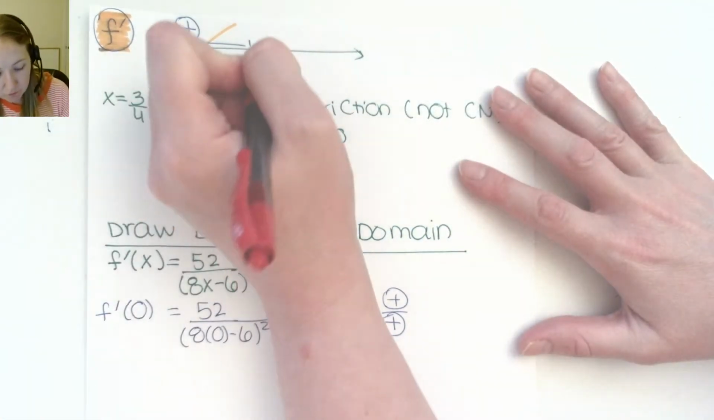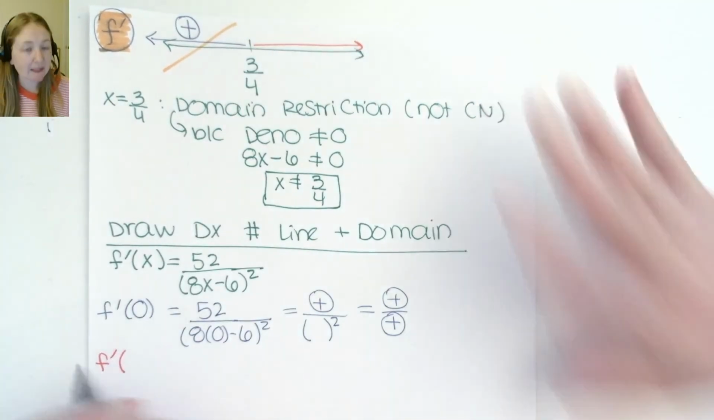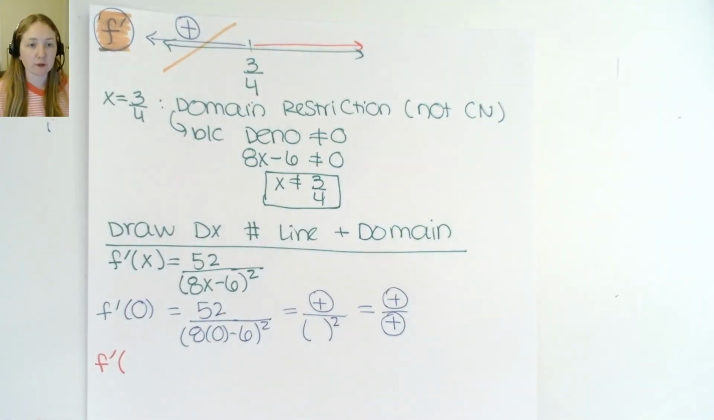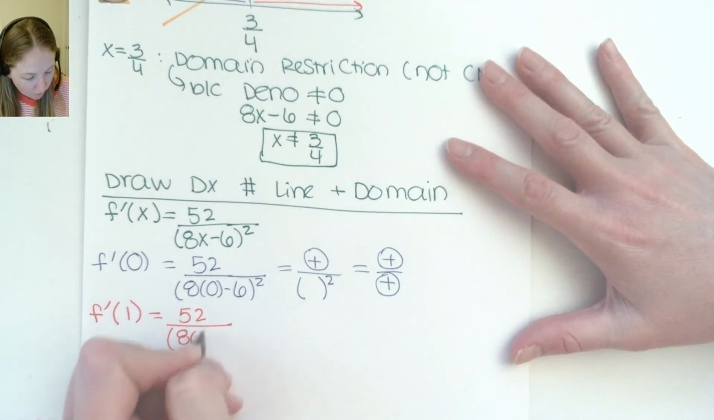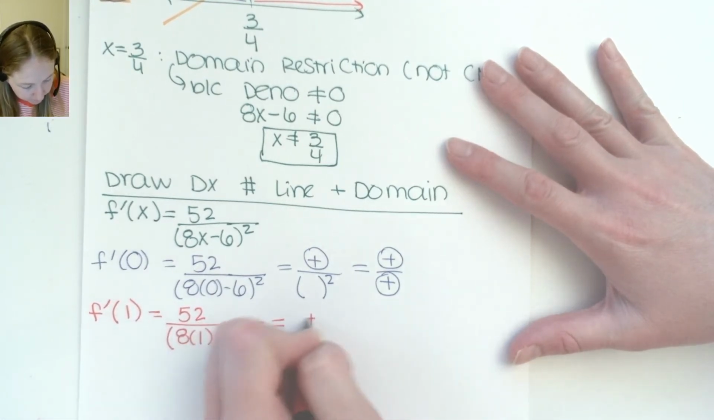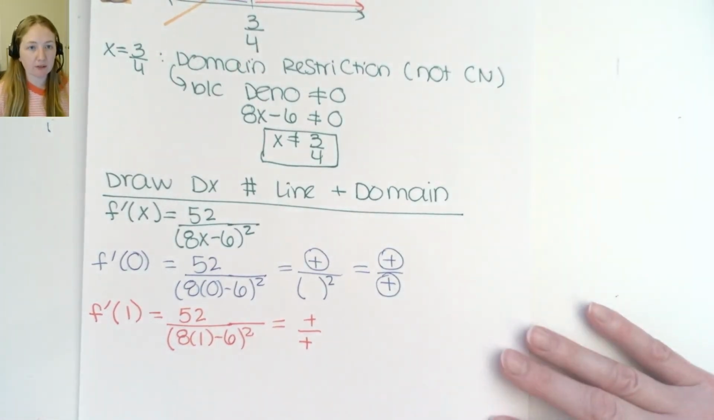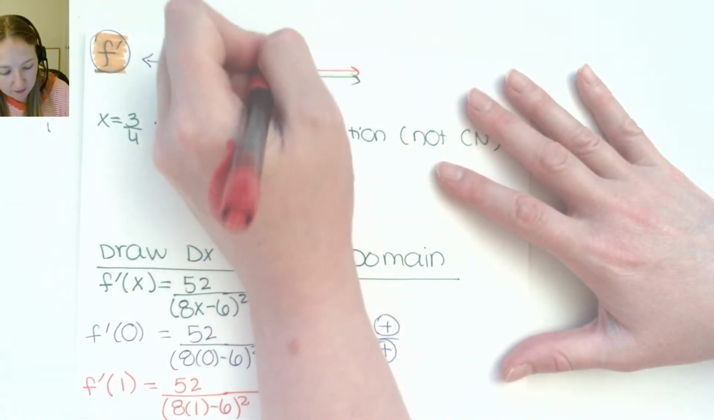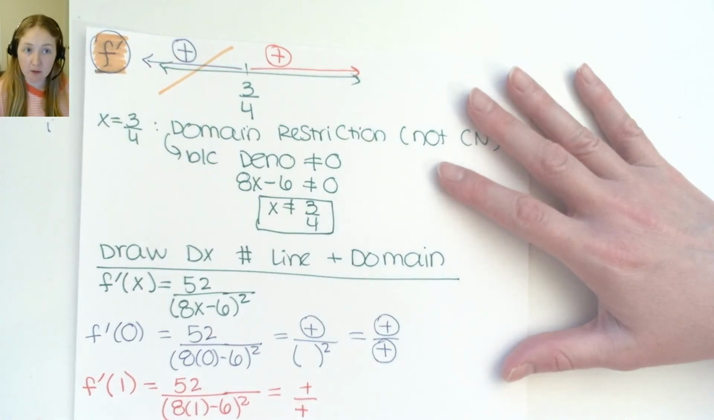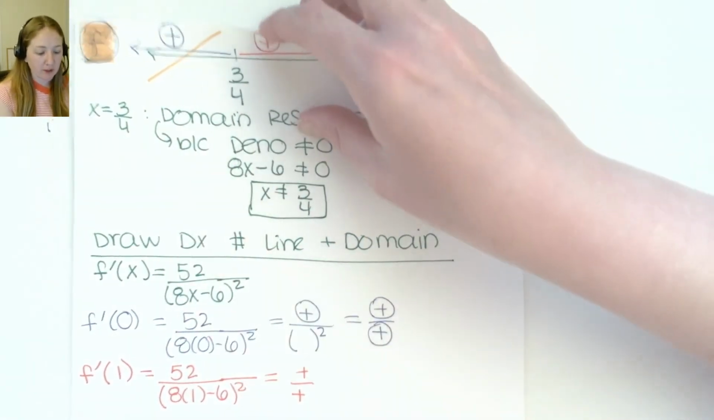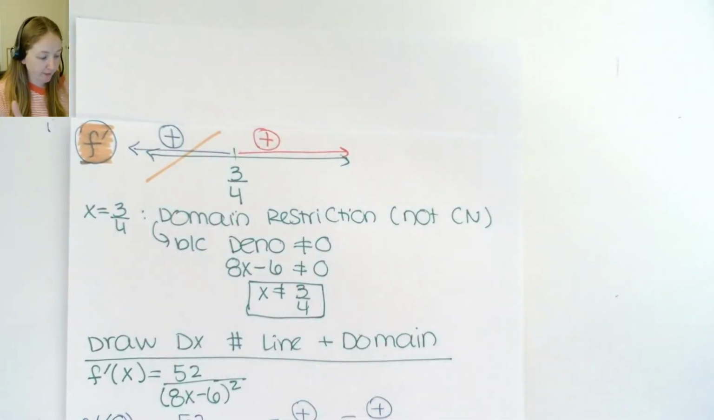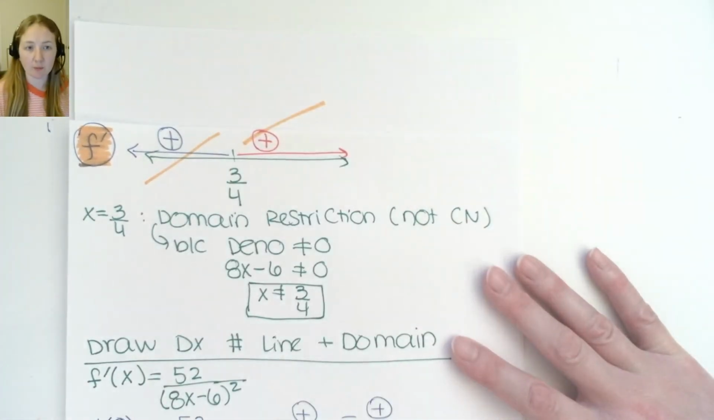Then we'll plug a number to the right of 3/4. And again, this can be any number you would like that is to the right of 3/4. So I might plug in 1, Sally might plug in 2, Tommy might plug in 3. There's a million different numbers you can plug in. I'm going to plug in 1. I get 52 over 8 times 1 minus 6 quantity squared. And that gives us, again, a positive over a positive. So that's going to tell us that we are continuing to increase. So the picture of this would look like we're going up the hill, then something happens at 3/4, we're going to talk about in a minute, and then we continue going up the hill.